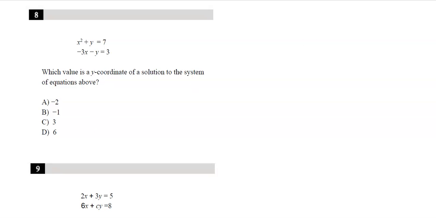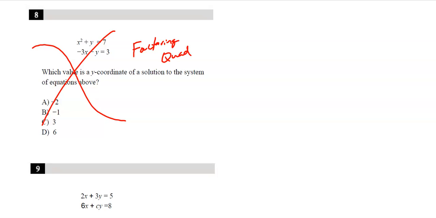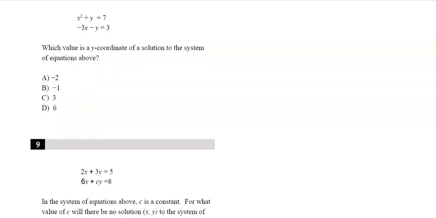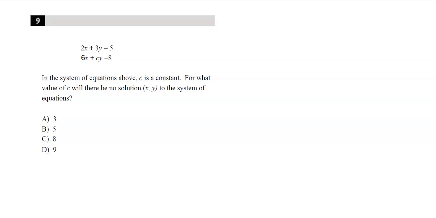Number 8 we're not going to worry about, so scratch this off. This will be covered in the factoring quadratics unit because you need to know how to do that. And I'm sure you probably had Algebra 2, so you know how to do it, but we haven't gone over it yet, so I'll save that one for when I go over it.